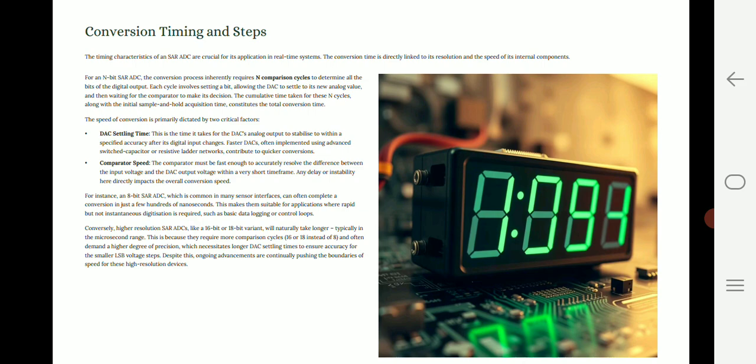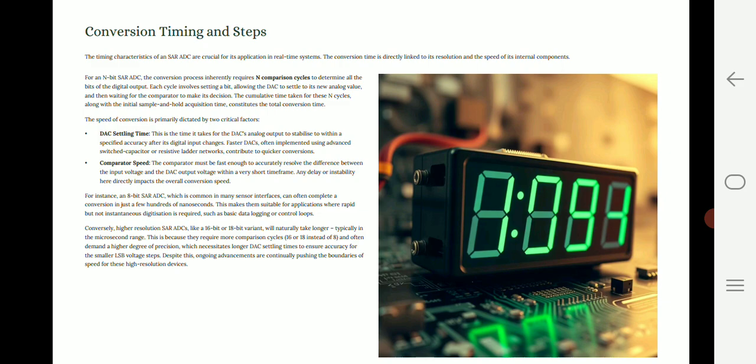The resolution is defined as the number of bits, which is called the resolution. For an n-bit SAR ADC, the conversion process inherently requires n comparison cycles. We don't know particularly how many cycles are needed to get the output, so that's why we consider it as n-bit. The speed of conversion is primarily dependent on two critical factors.